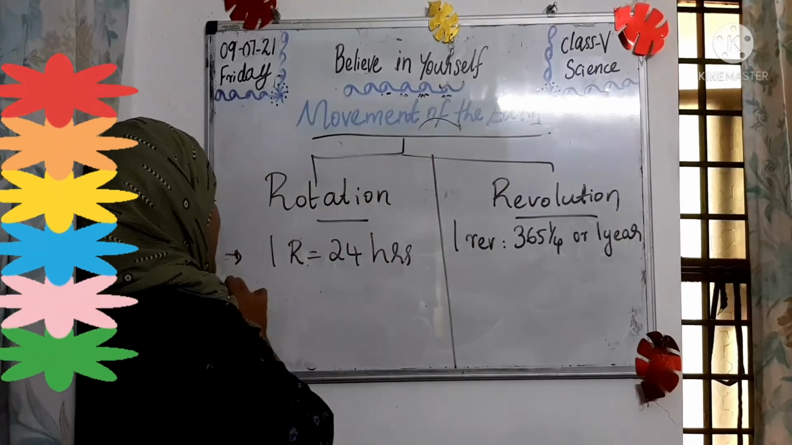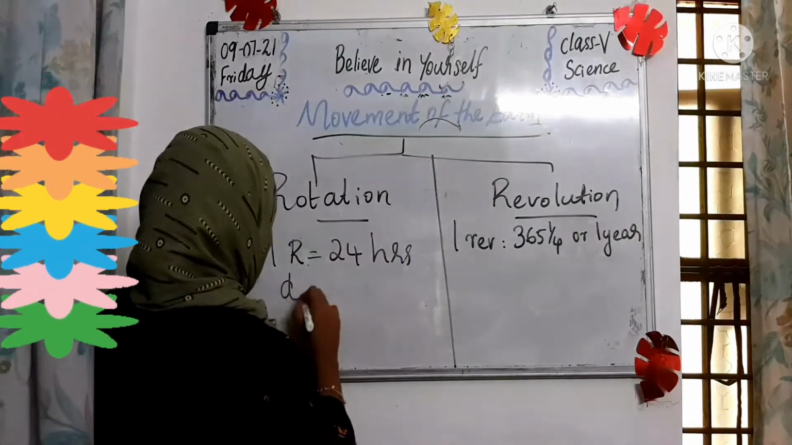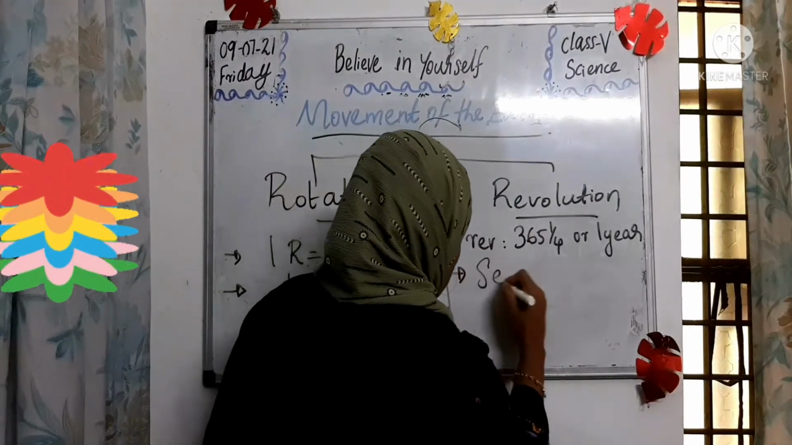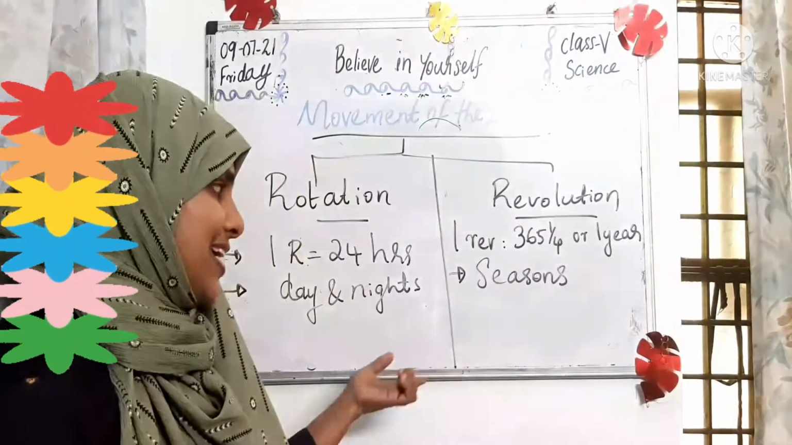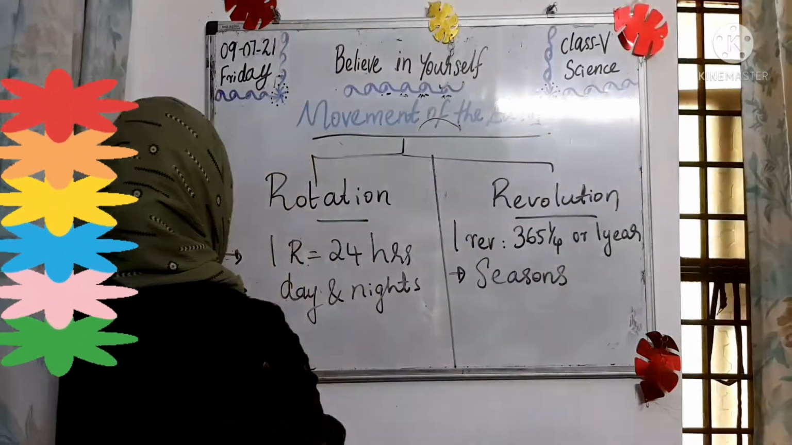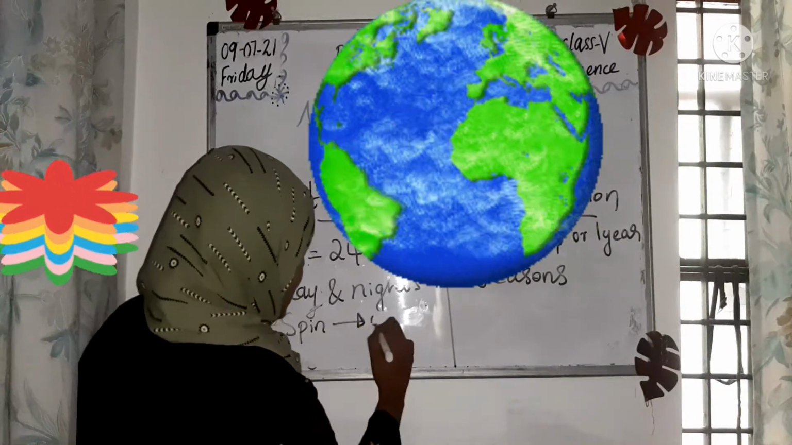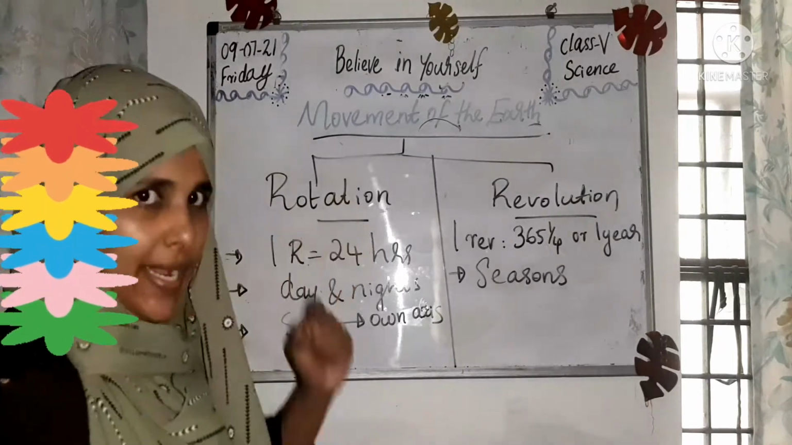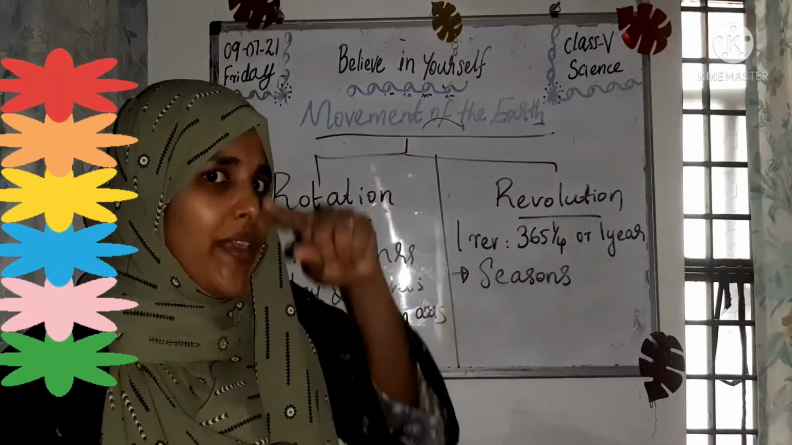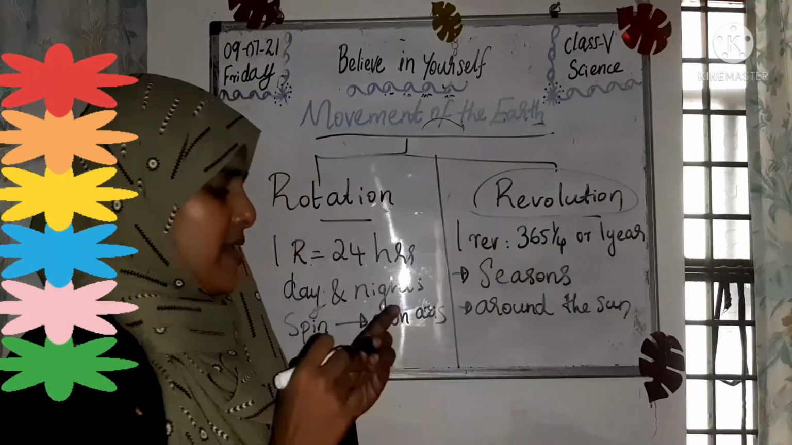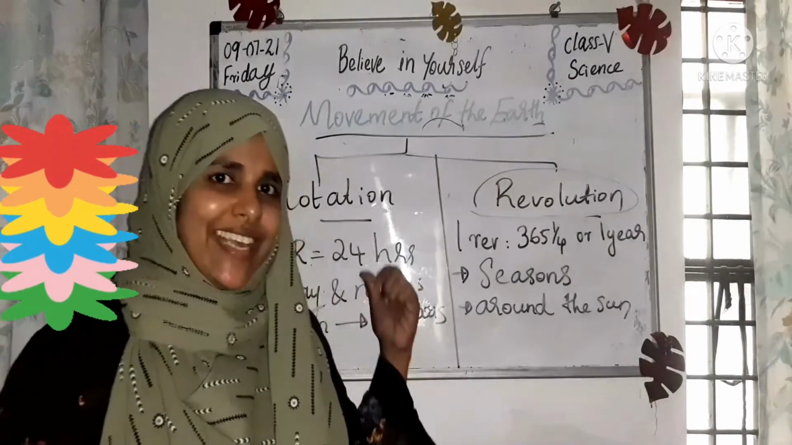Okay, then what is the next difference? Because of rotation, day and night are happening. Clear? Then because of revolution, seasons are happening, or changes or variation in weather, temperature and season. Okay, then actually what is rotation, children? When Earth revolves or spins on its own axis, we call that what, children? Rotation. Okay, but when Earth is moving around the sun and takes one complete revolution, that we call revolution. Clear, all of you? So these are the main differences between rotation and revolution.